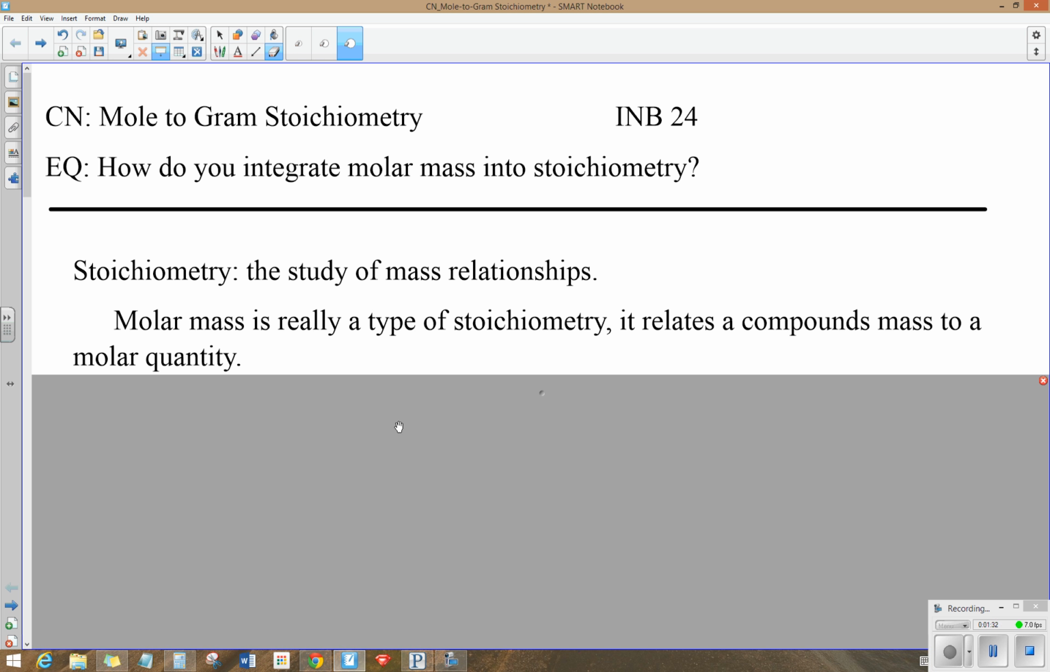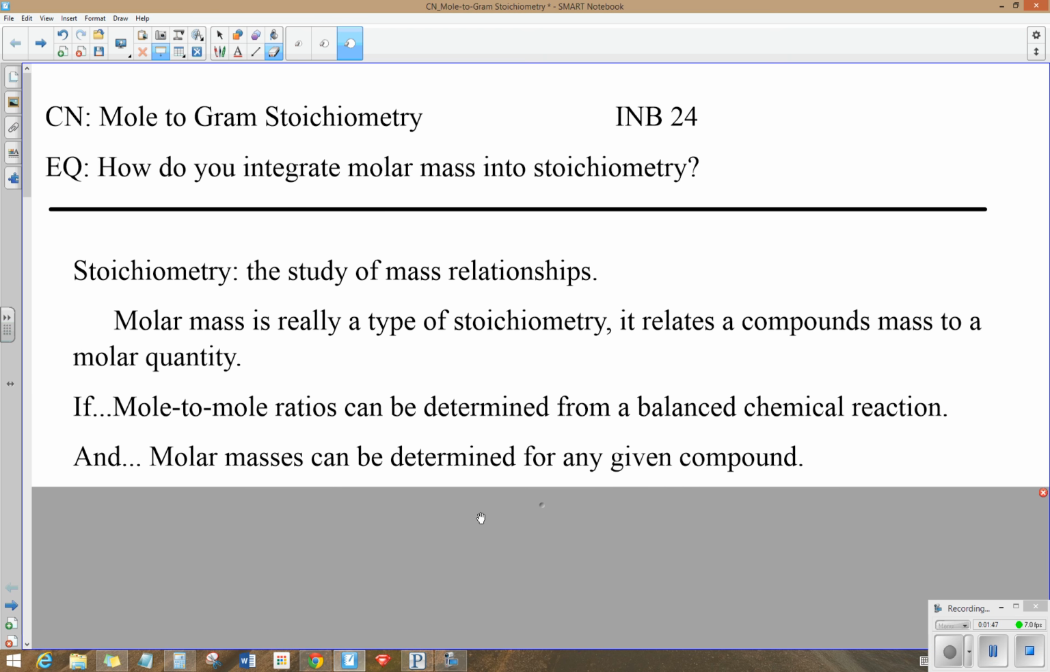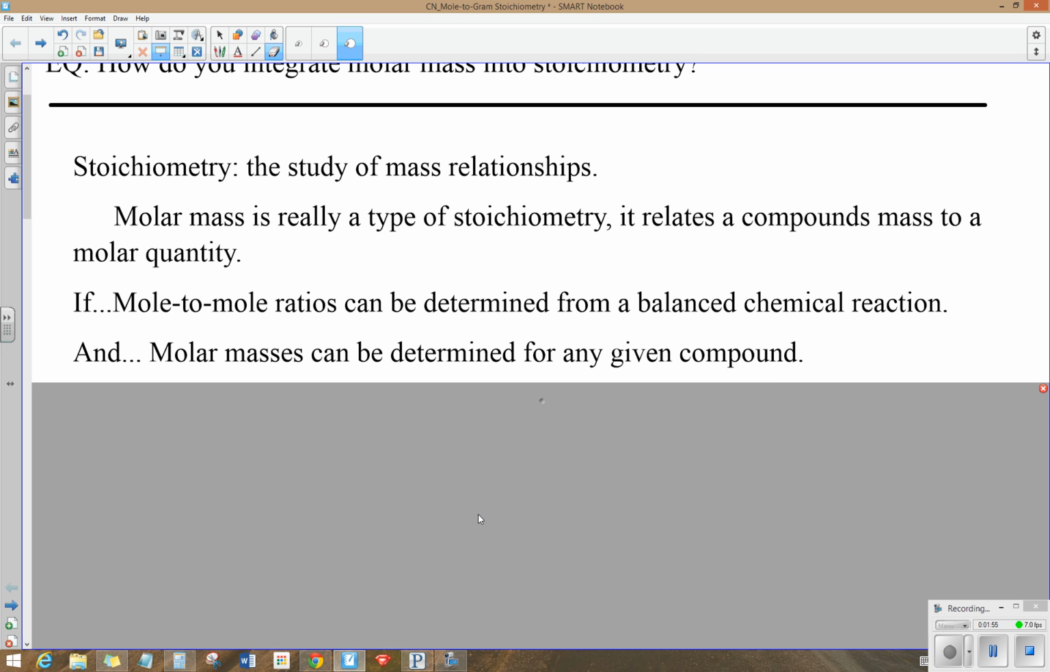So, for example, if we wanted to talk about the molar mass of sodium hydroxide, sodium hydroxide has 40 grams per mole. So the relationship is 40 grams of sodium hydroxide to 1 mole of sodium hydroxide. But like I mentioned earlier, we already know the mole-to-mole ratio, which can be determined from a balanced chemical equation, and how the molar masses can be determined for any given compound.